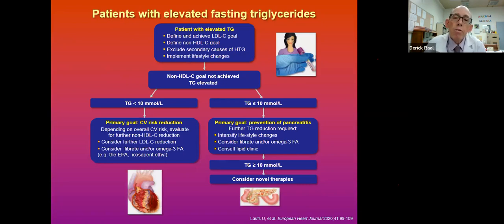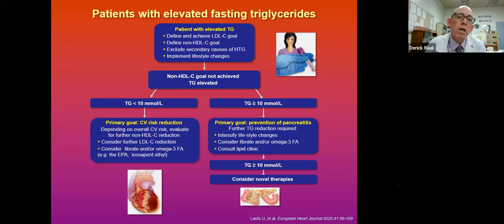The first-line therapy is a fibrate, and there are newer drugs under development, like ApoC3 inhibitors, but these drugs are only for the severe patients with underlying genetic causes. What about patients that just have moderately elevated triglycerides, less than 10?